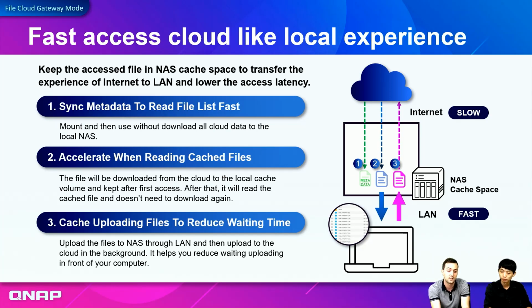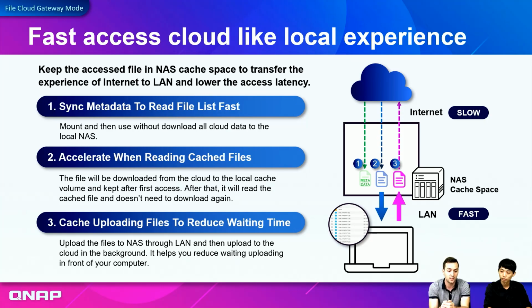And the second is accelerating when reading cache files. The files will be downloaded from the cloud, and they will be kept in the local cache volume. So after the first access, for example, once we check what it is, it will be kept on the local cache volume. So it will read the cache file, and you don't need to actually download it again and again. One time is enough, and you access it like it was there always.